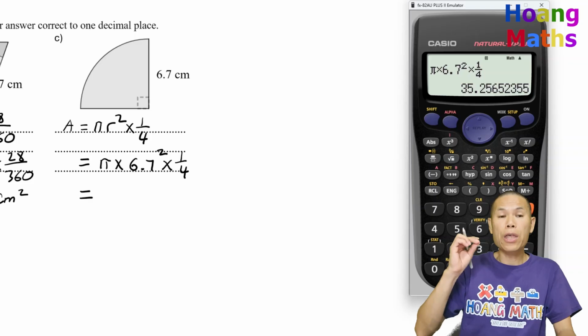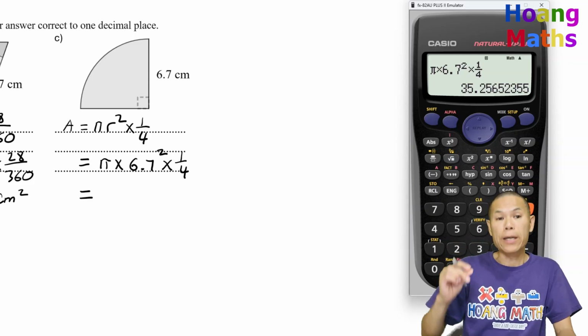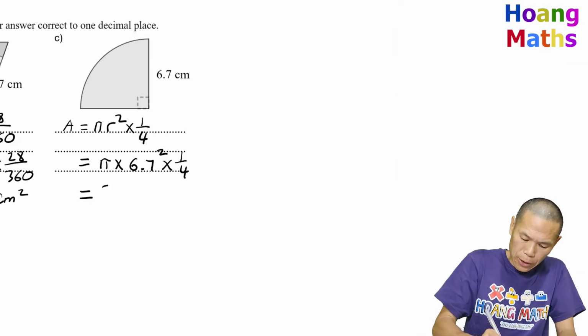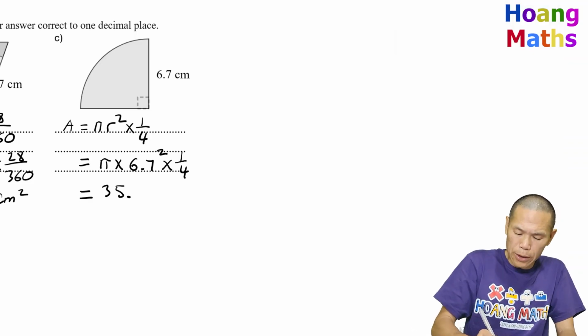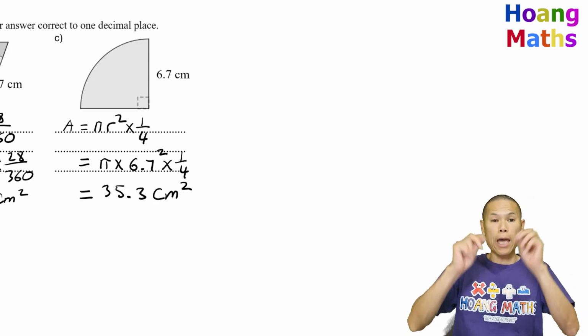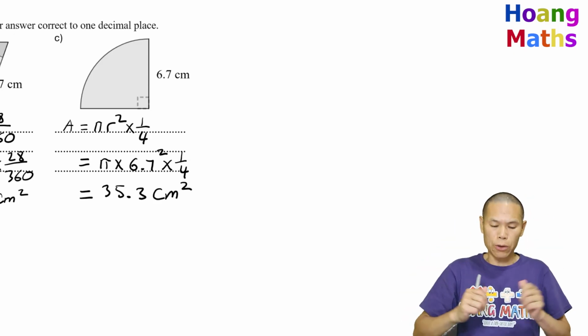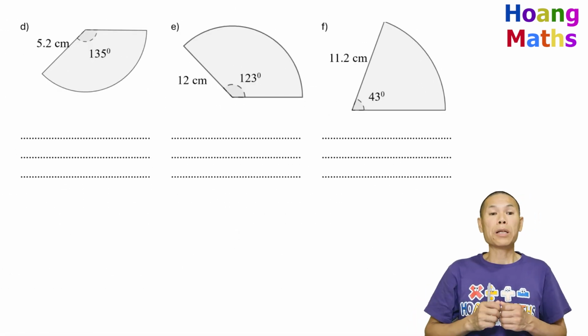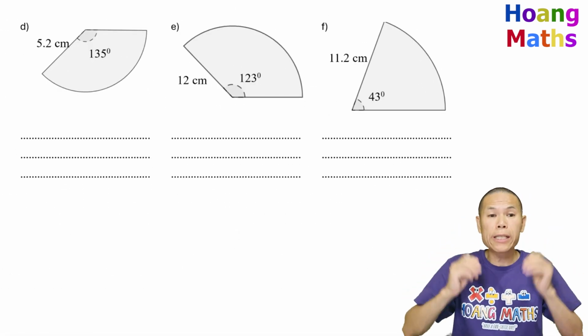So that is 35.256 and so on. So correct to one decimal place, 35.3. So 35.3 square centimeters. That is the area of this quarter of a circle. Please stop the video and try this one yourself.